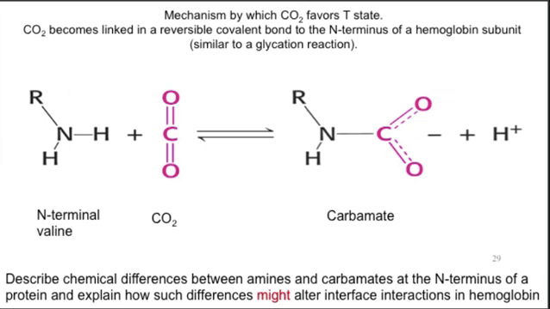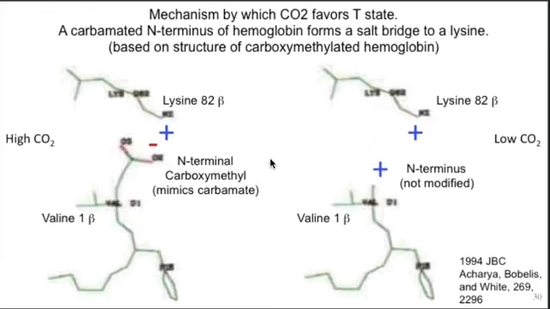How might this then alter the affinity of hemoglobin for oxygen? How might this perturb the structure? Well, I'll just say that an amine is very different from a carbamate. Can you tell me chemically what's different between them? What's the typical charge on an amine? It's normally going to be protonated and positively charged. A carbamate will either be negative or perhaps neutral.